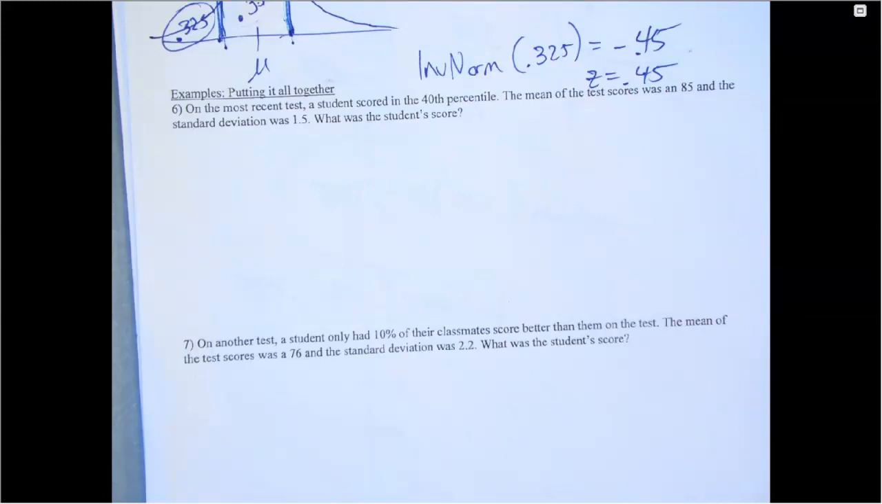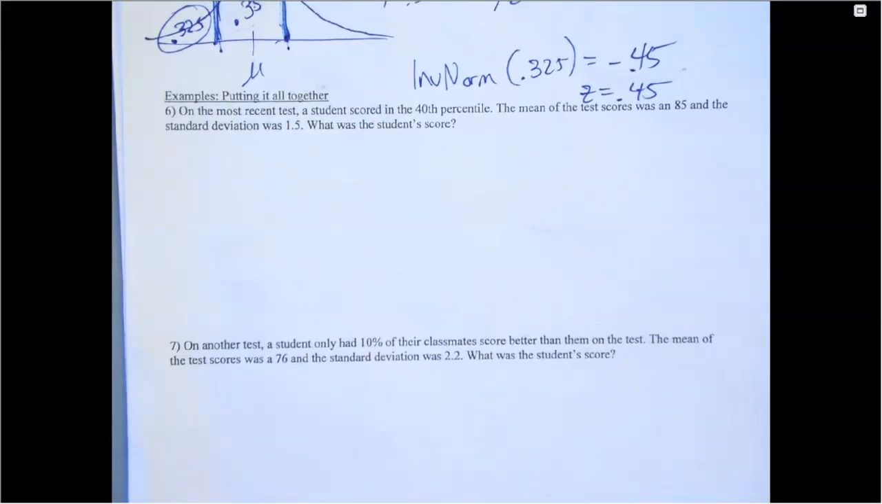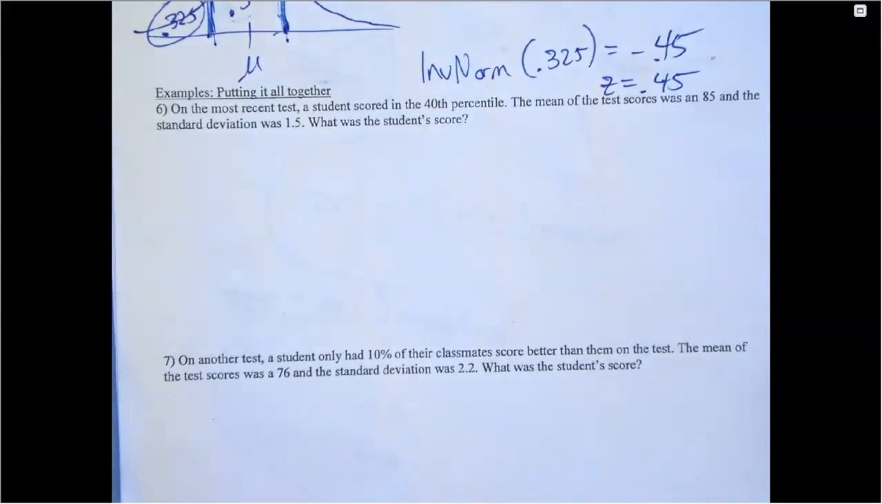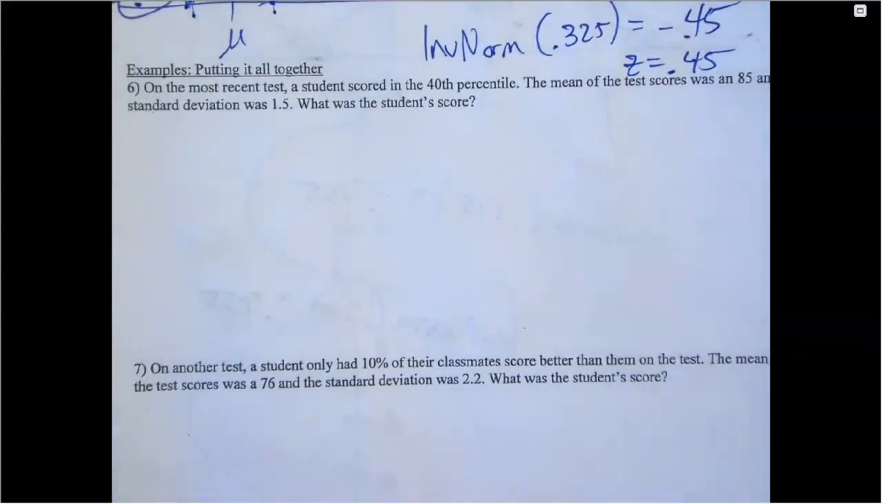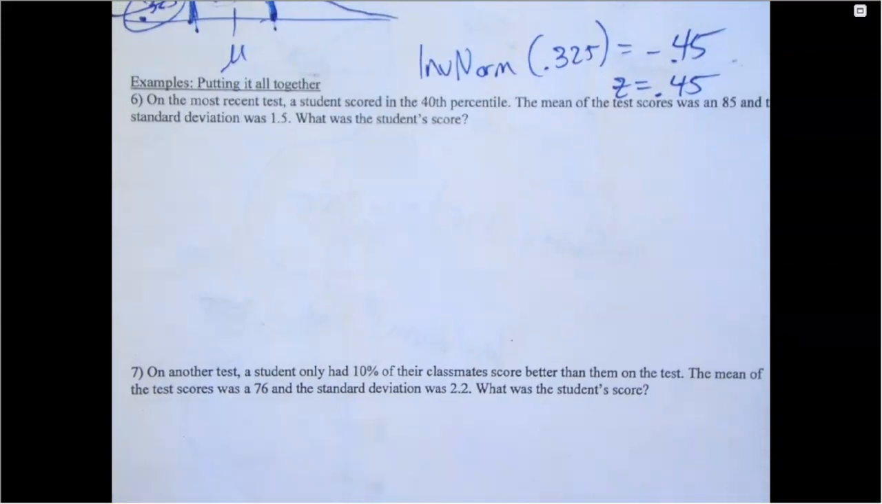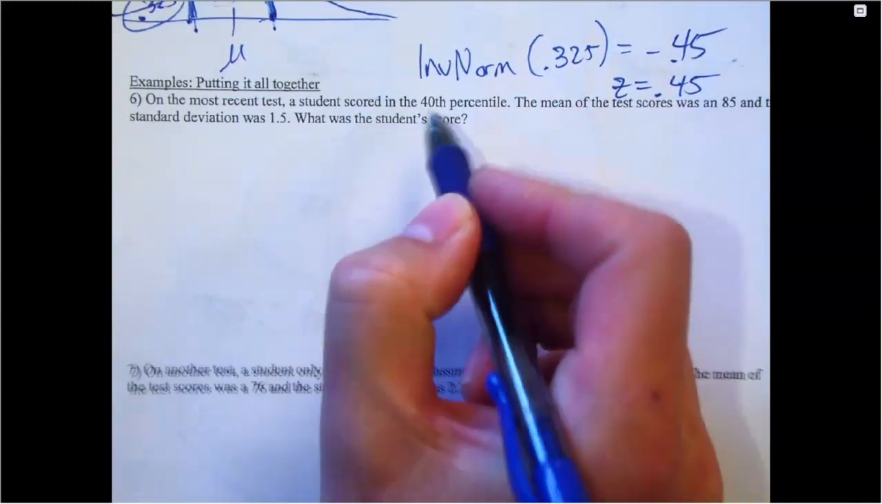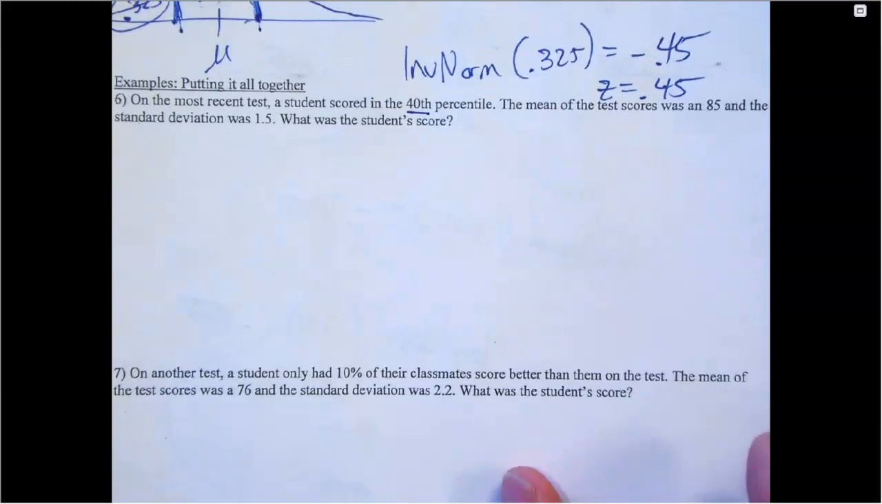Okay, so I'm going to go through number 6, and then we'll talk through a couple together and see how you did. Here we go. Number 6: on the most recent test, we're in the 40th percentile, and I want to know the student's score.